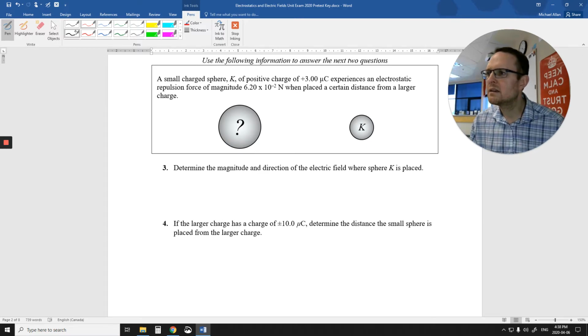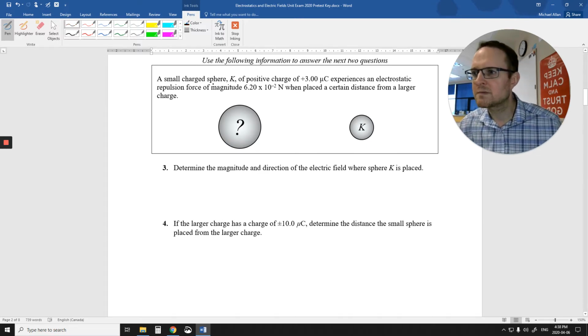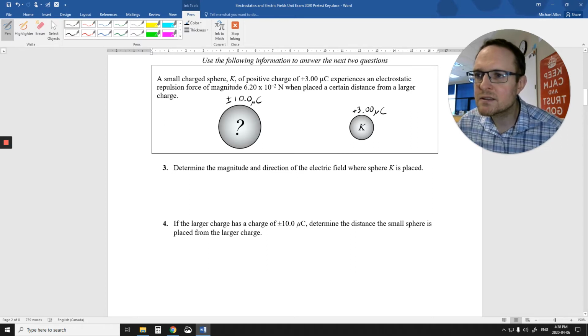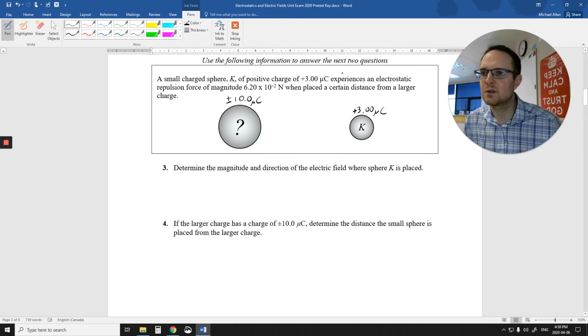Okay, a small object. So you can see K here is at a positive charge of 3. So this K, a positive charge. I'm just going to write that here. That'd be useful because eventually later down here, they tell us the large object is plus or minus 10 microcoulombs. I'm not too concerned about that right at this point. I'm just going to put that there. So this is a positively charged object of 3 microcoulombs.